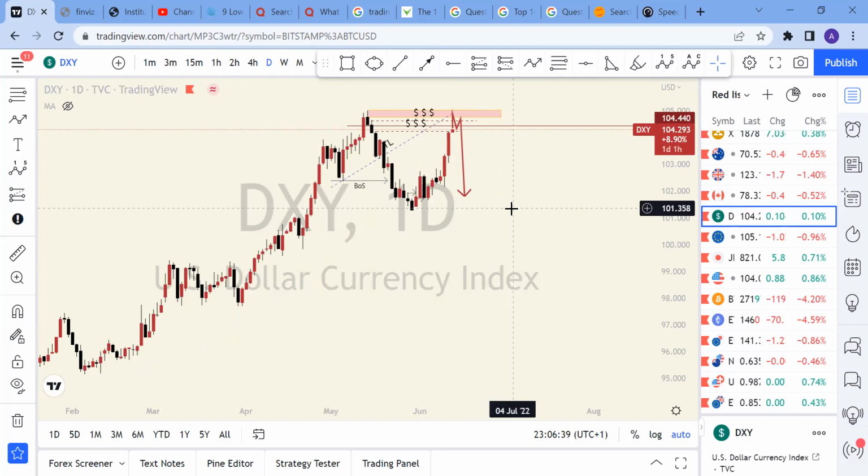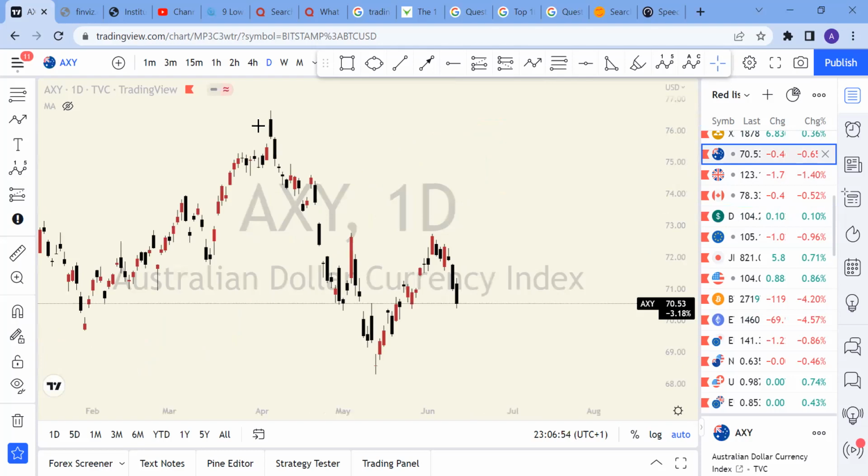So having said that, the overall expectation for the dollar is a sell. I think there's also AXY. Let me see. Yeah, Australian dollar.